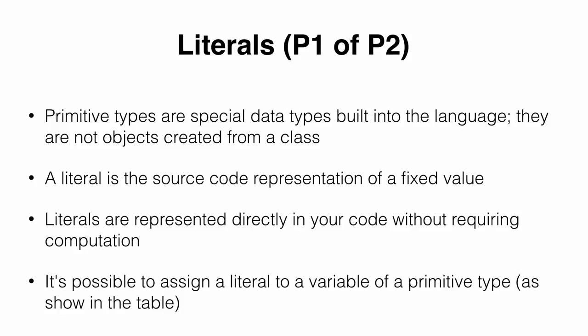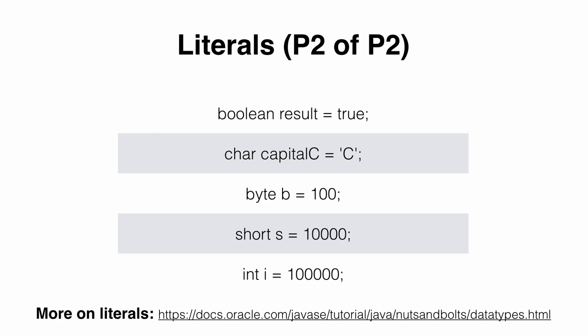Next, we'll go into literals. Primitive types are special data types. They're built into the language and they're not objects created from a class. A literal is just a source code representation of a value. Literals are represented in the code without requiring computation. It's possible to assign a literal to a variable of a primitive type, as shown in this table I put together.